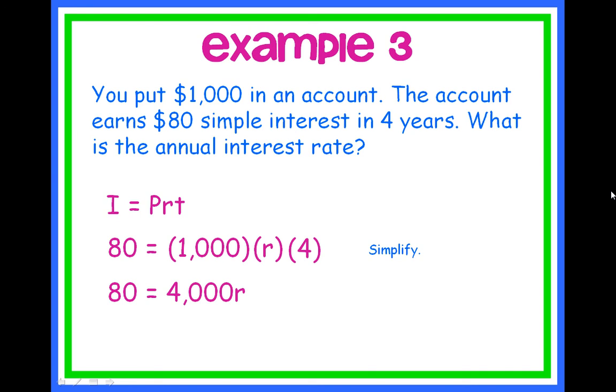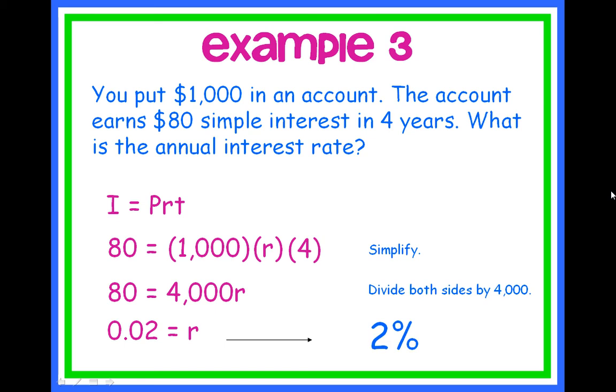Can't leave the R out. And then we got to get R by itself, which is our rate. And we're going to divide both sides by 4,000. When we do that, we get R is equal to 0.02. Now, this is a decimal, and we have to make sure we change that to a percent because it's interest rate. And remember, in the equation it's a decimal, but it's still technically a percent. So this is going to be a 2% interest rate.